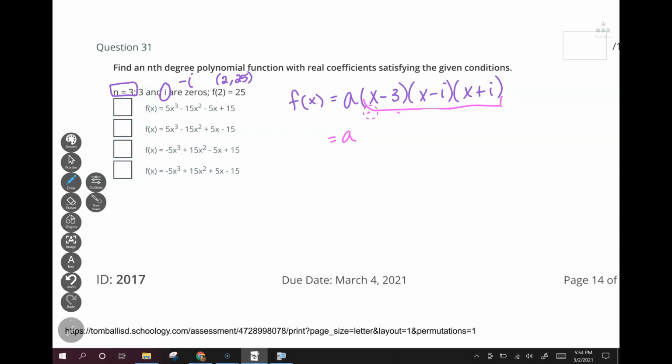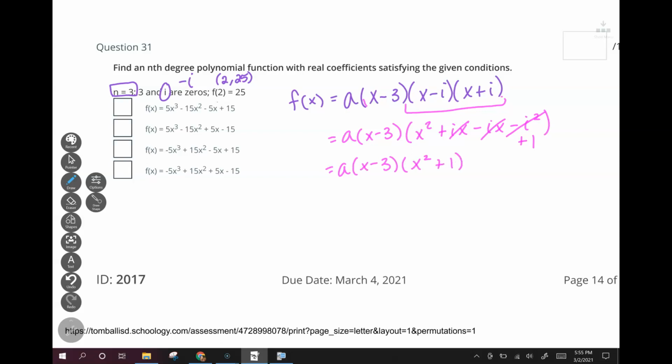So first you want to multiply the two that have the complex conjugates together. So that's the x minus i, x plus i. You want to FOIL those together first. So I get x squared plus ix minus ix minus i squared. Well, i squared is -1. So that's negative times -1 gives me positive 1. My ix minus ix cancels. So now I have a times x minus 3 times x squared plus 1. Okay, now let's FOIL these two together.